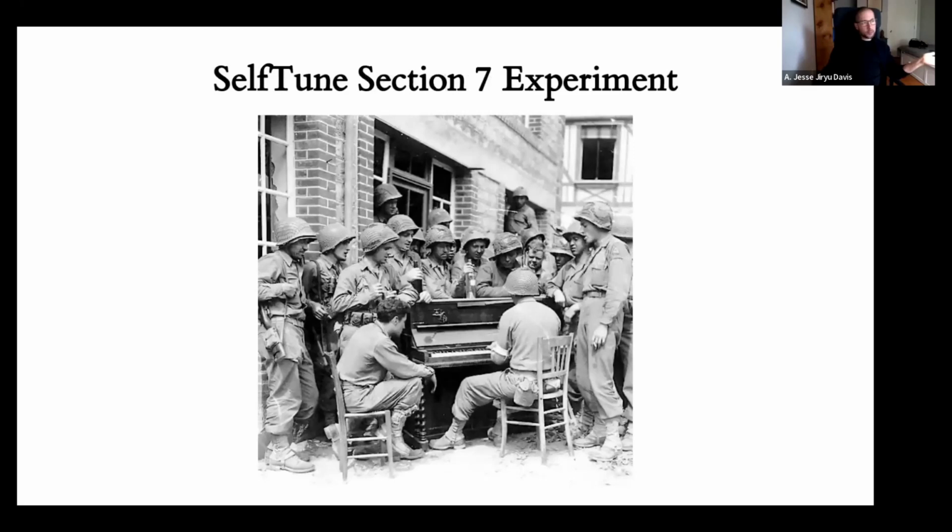This image does not have a piano tuner, but it does have a piano. It's probably staged, but it's still a pretty awesome photo.